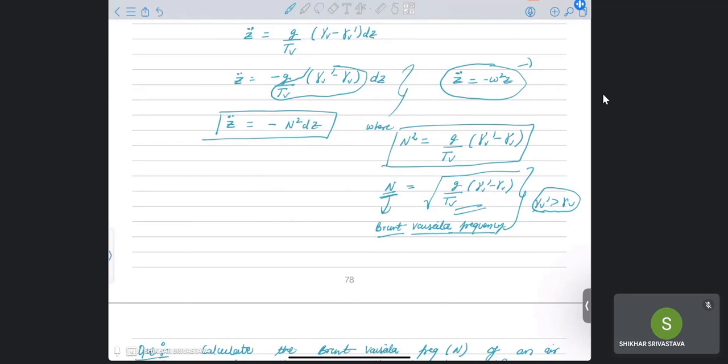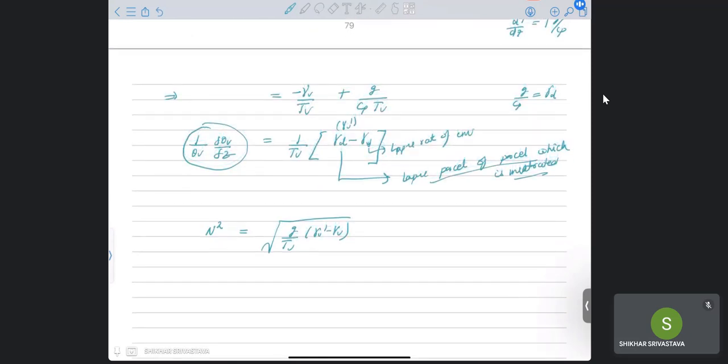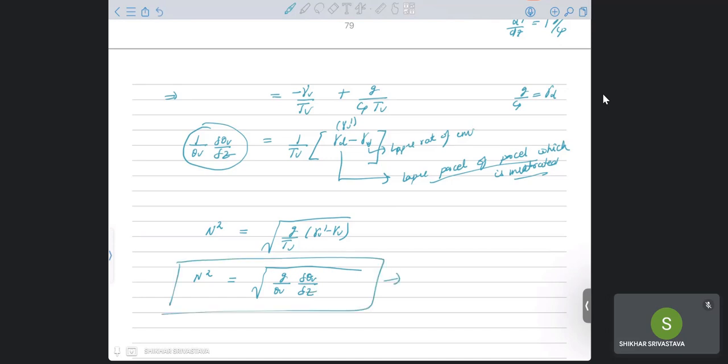In terms of potential temperature, you can replace gamma V prime minus gamma V by TV with this term. So your N will become under root g upon theta V del theta V upon del z. Oh sorry, this is N, not N square; I've taken the square root, so thank you. Correct. So this is the Brunt-Vaisala frequency in terms of potential temperature.